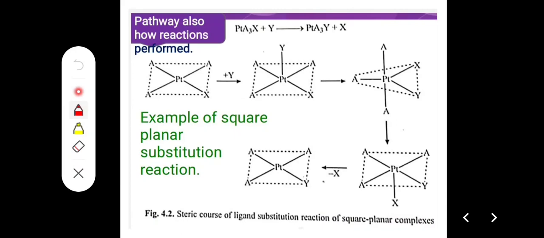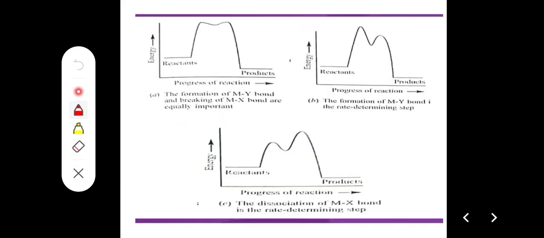Next, there are some energy diagrams. In the first one, M-Y bond formation and M-X bond breaking are both equally important. In the second case, M-Y bond formation is more important and is the rate-determining step, or RDS. And in the third one, M-X bond dissociation is the determining step. By these three analogies, we get three defined curves.